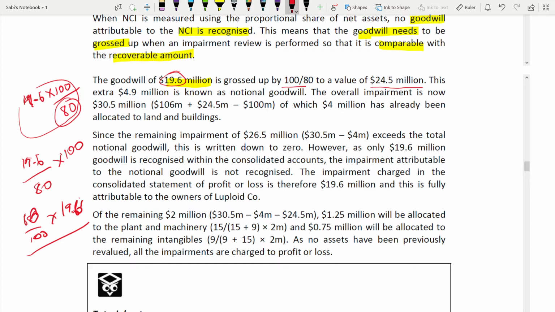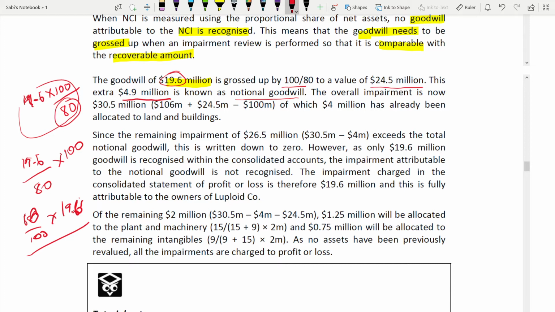So this is 24.5 million. That's a grossed up figure. So just take the difference between the two. This extra 4.9 means the difference between 19.6 and 24.5. The gross and the netted amount is known as notional goodwill. Everything is from the standard only I'm talking. Even in the textbook you will see similar language. They will say that this extra is known as notional goodwill.